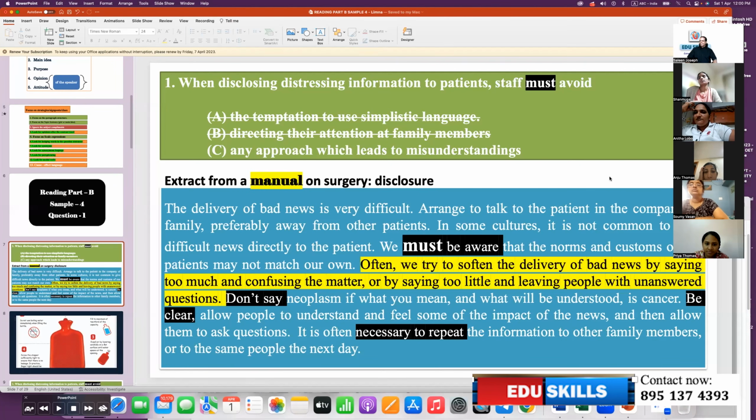Actually, there was no need to go to the audio text at all. Our answer was right because the first two options were meaningless, ridiculous. In a general sense, you can understand. Nobody will say that when you speak to your patient, you should not use simple language.